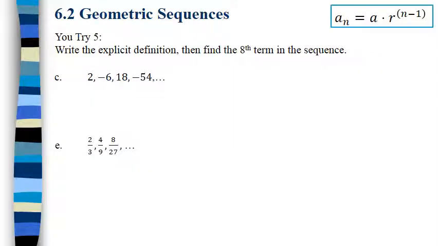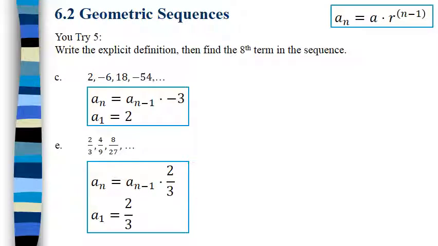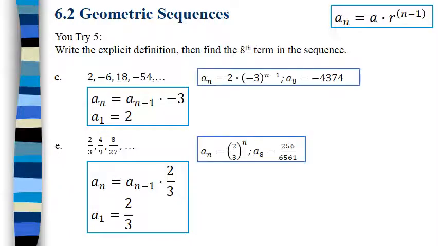Okay, go ahead and try these. Pause the video. Welcome back. So here are your explicit formulas that you had used from previous examples. Pause the video if that helps you get a little bit further. And here are the answers for the explicit definitions and the 8th term in the sequence.